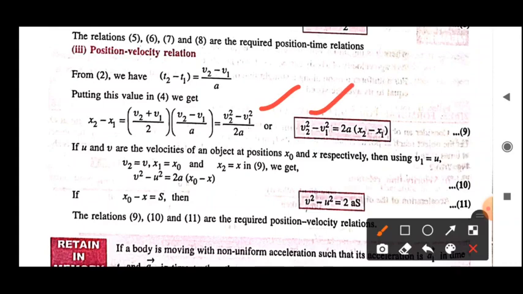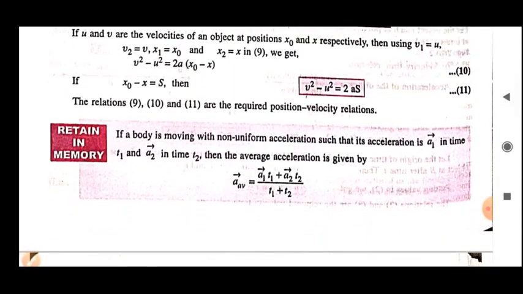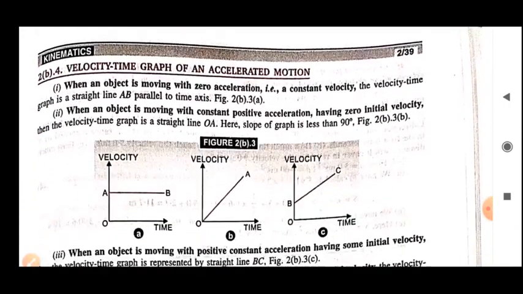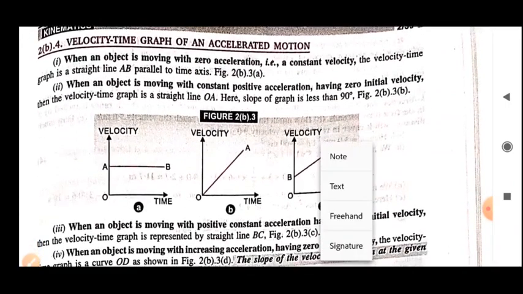Now again let's use the initial conditions: v1 is equal to u, v2 is equal to v, x1 is equal to x0, x2 is equal to x. Then this equation is derived in this way, and x minus x0 is s, so we will obtain this final relationship, v square minus u square is equal to 2as. So now you can again use the calculus method by yourself for this kind of situation. So students, I think the equations of motion are now clear. We have a number of questions, later we will see them also.